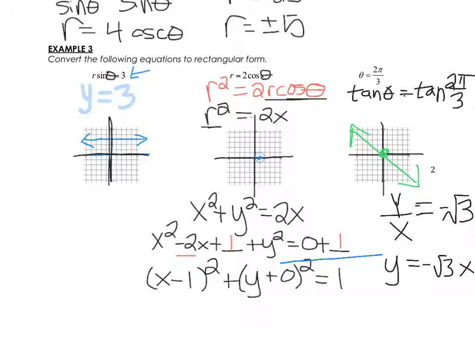Not the most beautiful thing, but those are 3 examples of converting from polar to rectangular, if you wanted to graph them that way. And then we'll take a look at the next page.